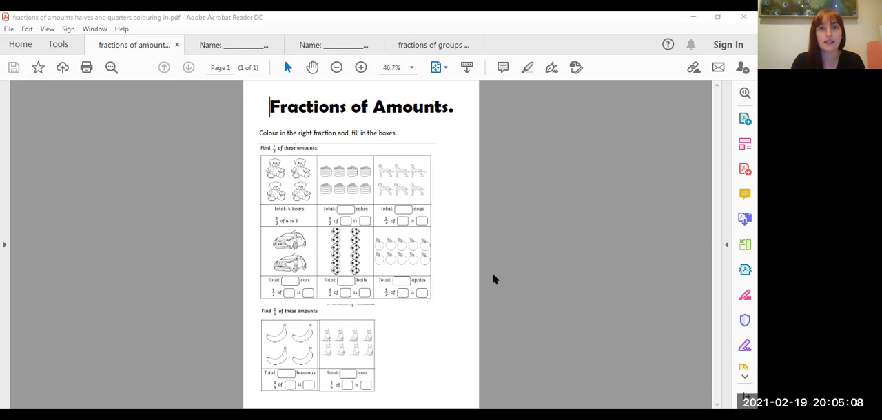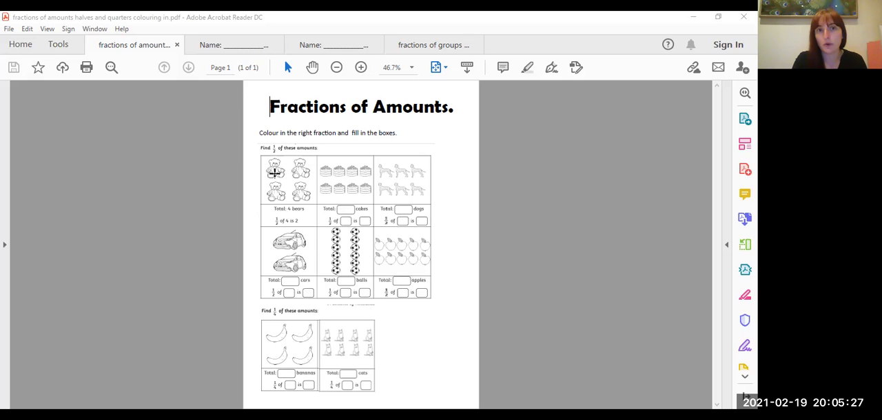Right, so your sheets for today then. The one I've got up at the moment is the easiest sheet. So you're going to colour in the right fraction first, and then you're going to fill in the missing boxes for me, the blank boxes, sorry. So the first one's been done for you, except the colouring. So it says find half of these amounts.